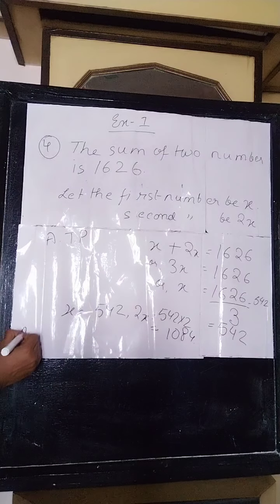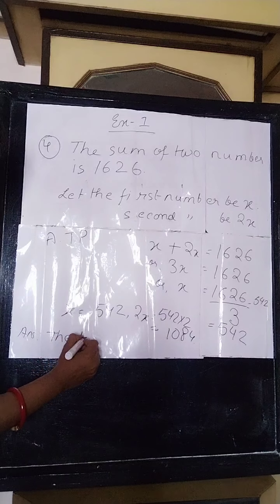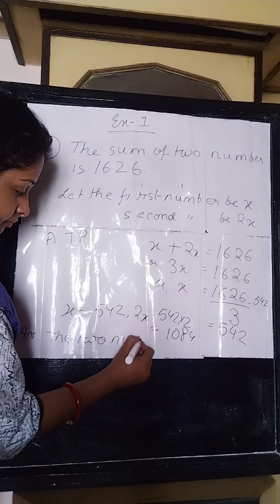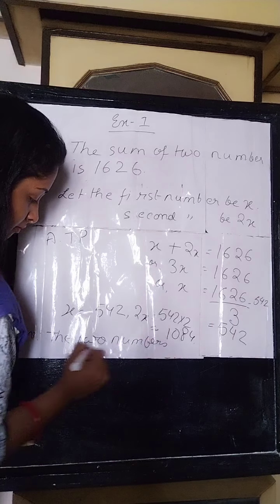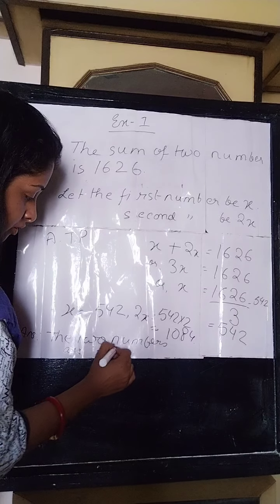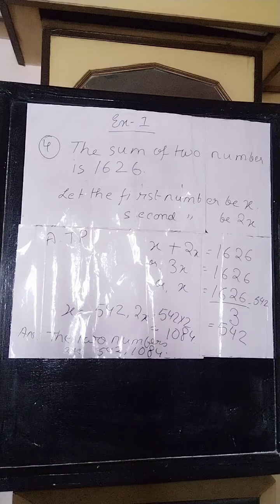The two numbers are 542 and 1084. You have to write the full answer. In this way, you have to solve the sum. I hope you have understood the sums.